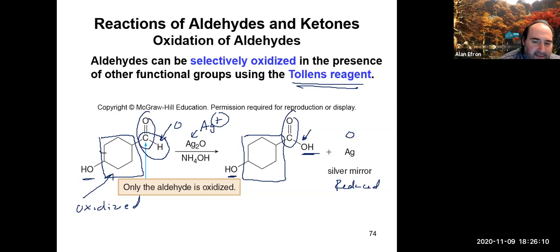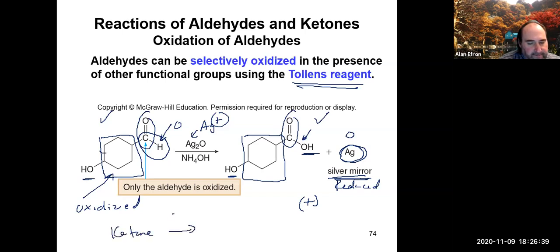What we end up seeing is sometimes referred to as the mirror test, because as we form this solid silver in the test tube, it looks like a mirror, silver in color. So with the Tollens test, if the mixture turns this silver color, that is a positive that a carboxylic acid was formed and we started with an aldehyde. If you run this test on a ketone as you try to oxidize it, you will get no reaction and you will not see that silver form. And again, that would be an indication that you started with a ketone and not an aldehyde.